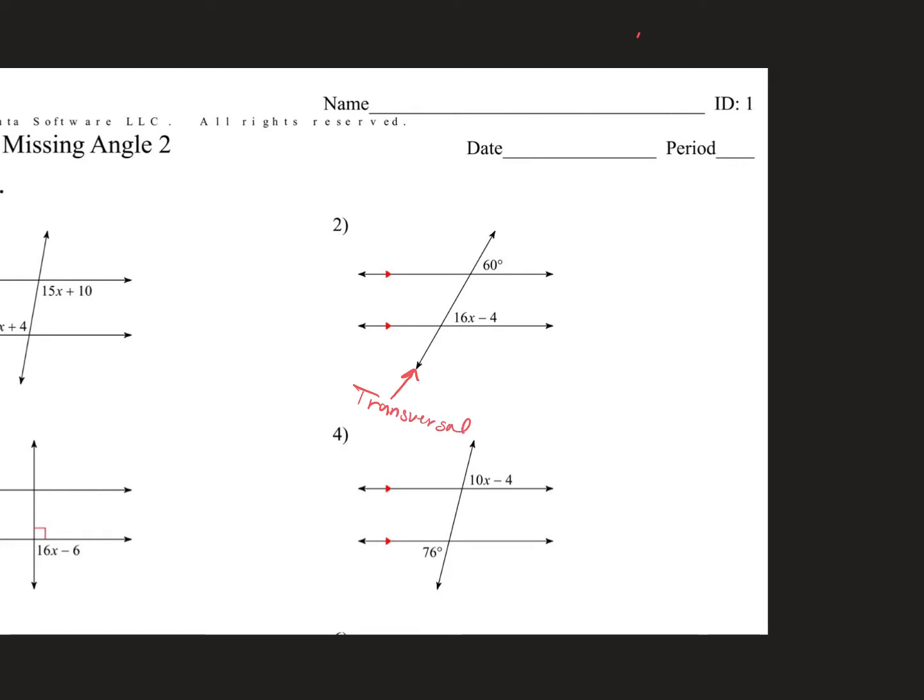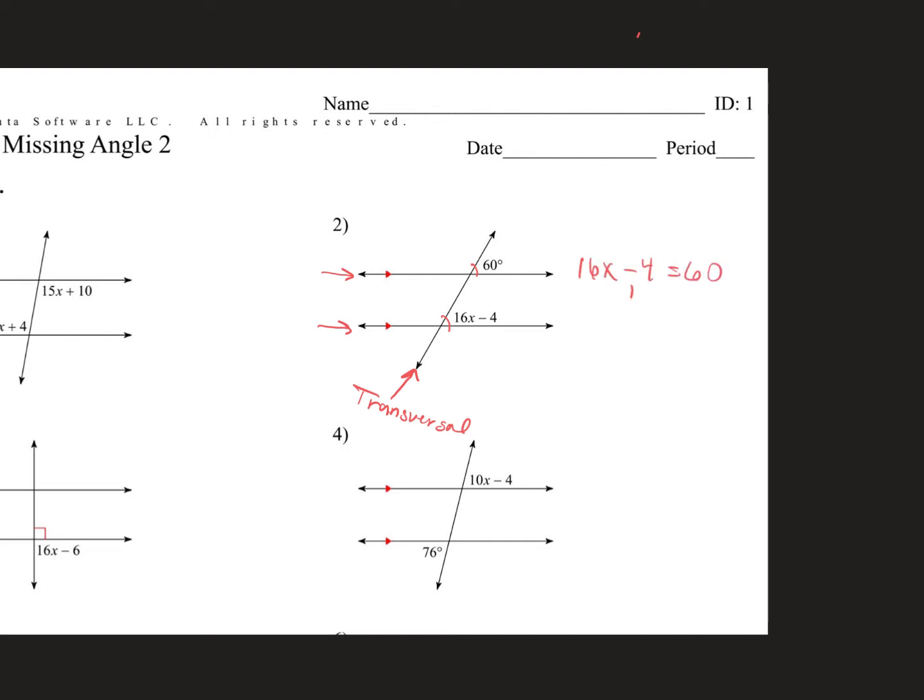And when you have two angles on the same side of the transversal in similar positions, which means the angle that's 60 degrees is above this line, and then the angle 16x minus 4 is in the same place on this line. And so because they are in that position, you can set them equal to one another in order to solve the corresponding angles. So you're going to set them equal to one another. 16x minus 4 equals 60.